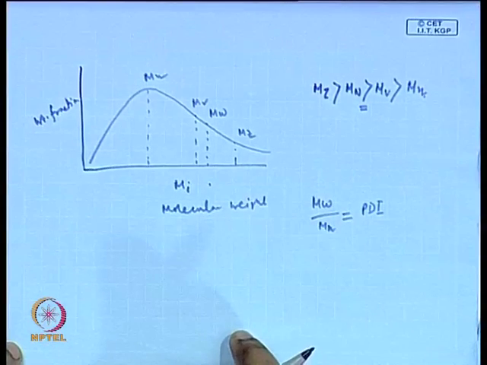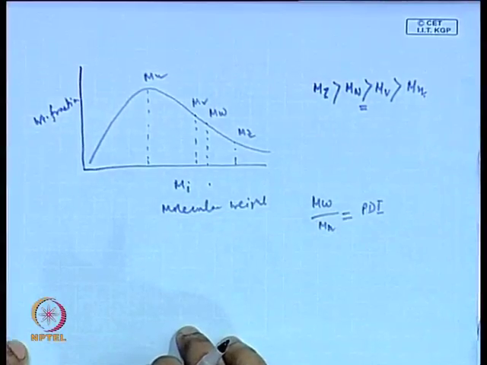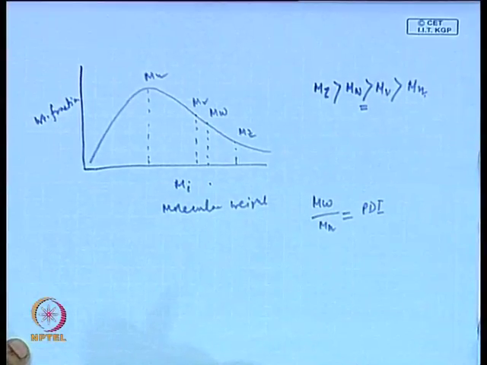So, in the next lecture I will continue with what is the necessity of having more than one molecular weight for a given polymer sample. Why can we not just say Mn? We will try to explain the necessity of these different molecular weights.